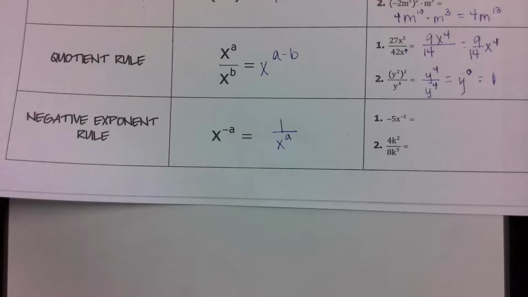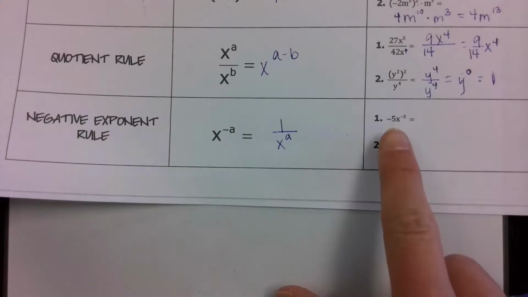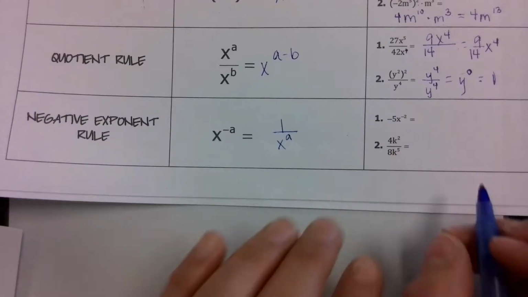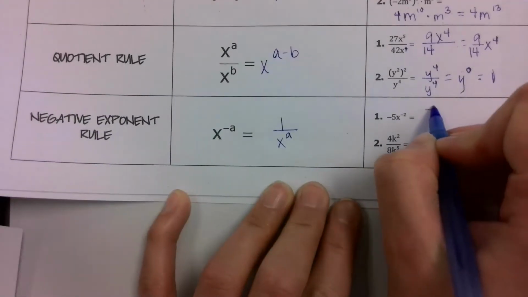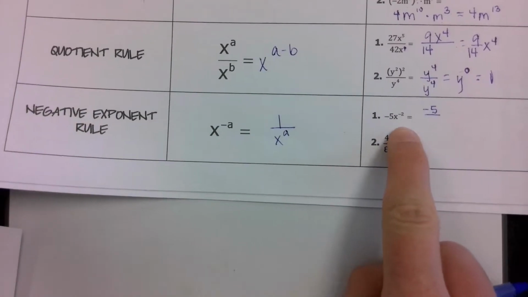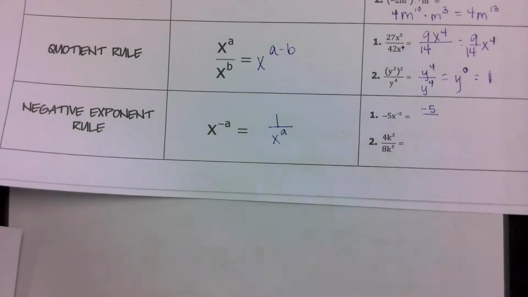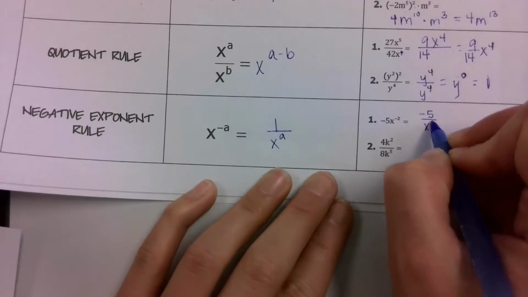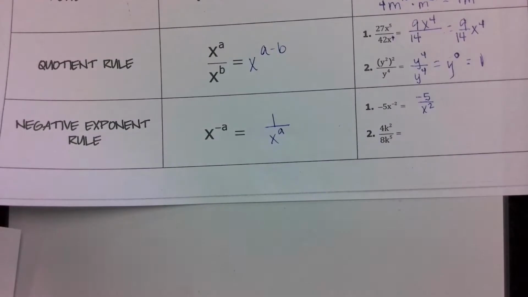So let's do that over here. That negative 5 is just a regular number, negative 5, so you're going to leave it on top of your fraction and not do anything with it. Then when you've got x to the negative 2, you have to move that to the bottom. And once you move it, is it still negative? Nope, so that's just x squared. So we've got negative 5 over x squared.